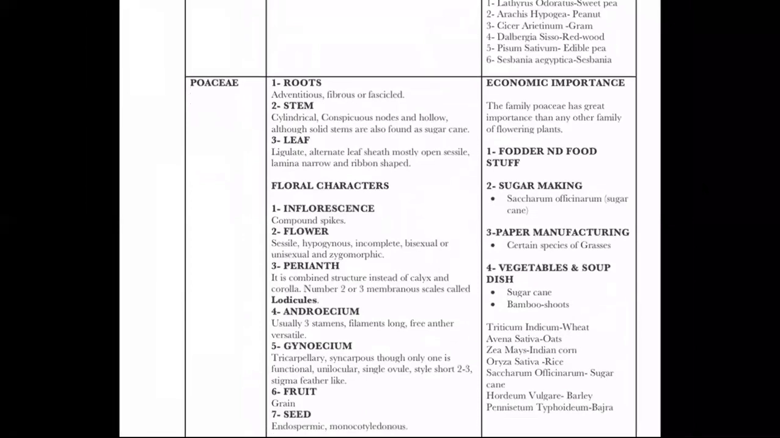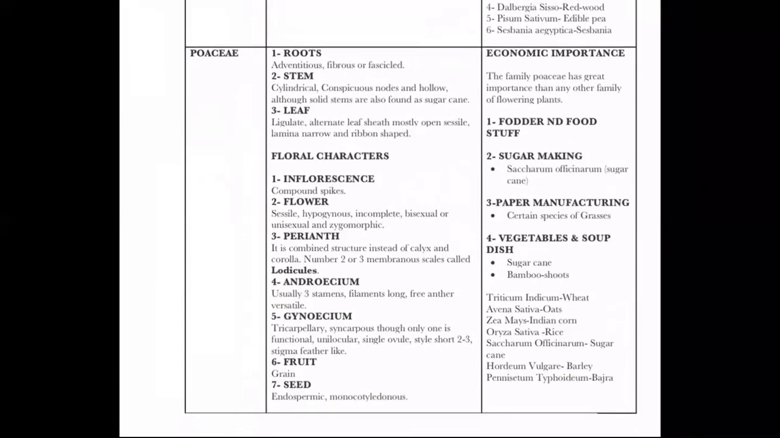And the last family that we're going to do is the Poaceae. Poaceae is what gives you sugar cane, okay. Sugar cane, wheat, oats. Adventitious roots, cylindrical stems. Leaves are ligulate, alternate, leaf sheath mostly open, sessile. You don't need to memorize this much. Inflorescence is compound spikes. Again, don't need to know. Flower is sessile, hypogynous, incomplete, bisexual or unisexual, zygomorphic. Perianth is present, which is basically the calyx and the corolla combined together.